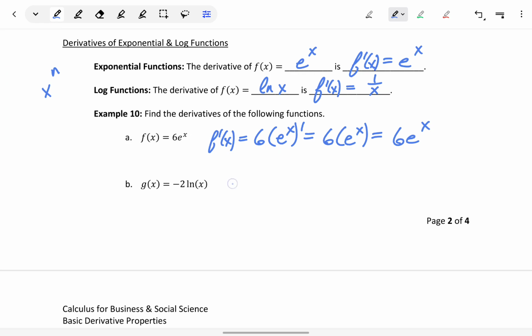In part B, we want to find g prime of x. Negative 2, again, is just a coefficient in front of that natural log function. So we'll take negative 2 times the derivative of the natural log function, which will be negative 2 times 1 over x, or negative 2 over x, if we just combine that into a single expression.